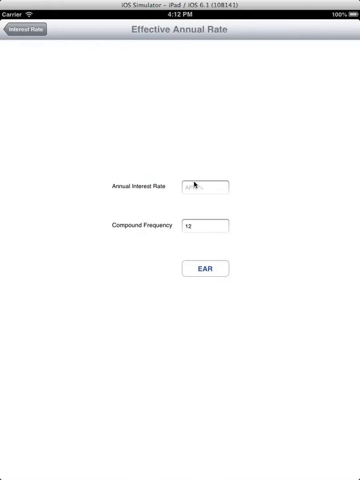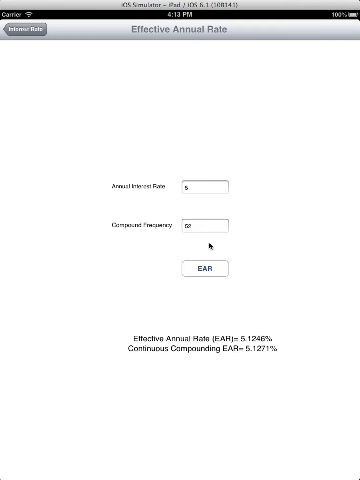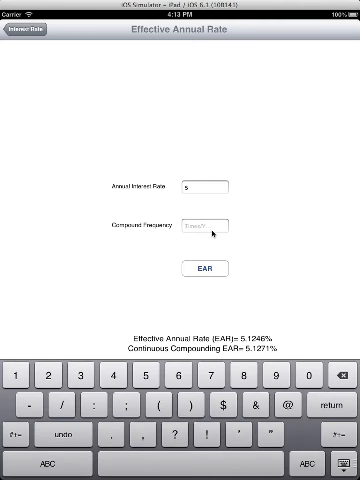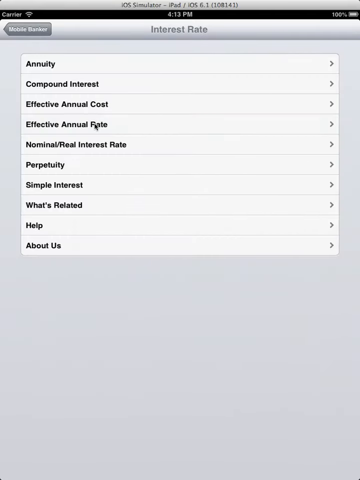Effective annual rate. So annual rate is 5%, compounding frequency is 12, or compounding once every month. So now say it is compounding every week. So we have 52 weeks. This is what we receive. And if it's compounding every single day, this is what we see.